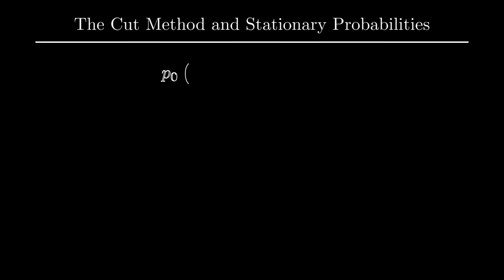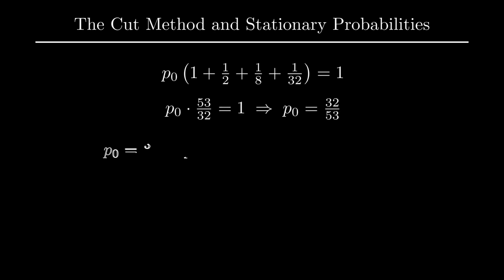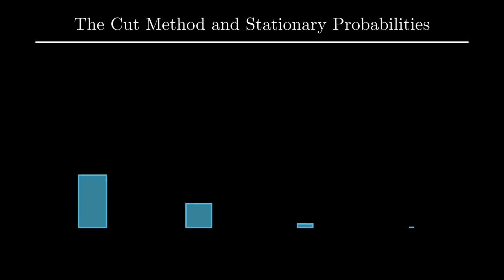Now we normalize. The probabilities must sum to 1. Substituting back, we obtain the complete stationary distribution, 32, 16, 4, and 1, all over 53. Visually, most of the probability mass sits at the lower states. The system is usually nearly empty.